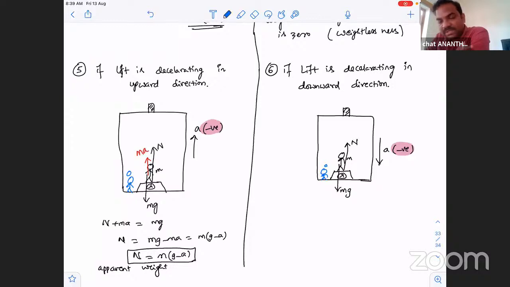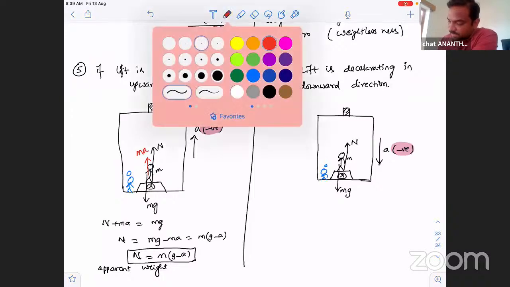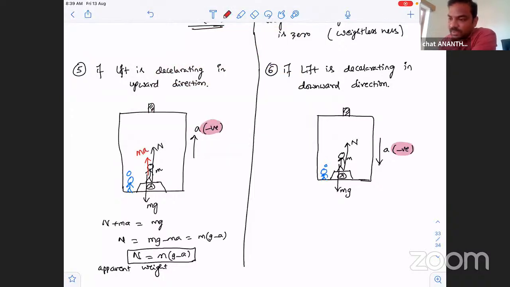So the observer is inside the lift. If I take the observer inside the lift, then he has to apply the pseudo force. How will the pseudo force act? In the direction of deceleration, meaning downward. The value will be m into a. So to the observer, the man will appear at rest. So N is equal to mg plus ma.